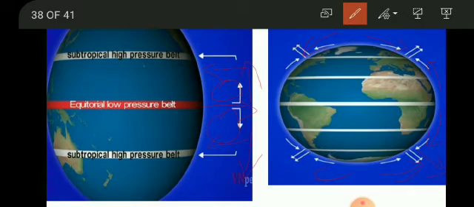Convection means transmission of heat by the circular motion, that is, circular current. Here we can see the circles are formed. Convergence means meeting or coming together from both directions, they are meeting each other and then they are rising. So these are the convergence.